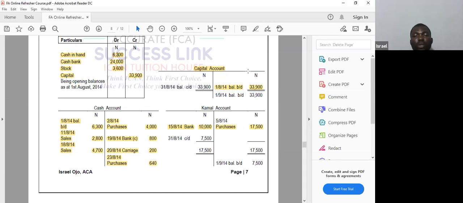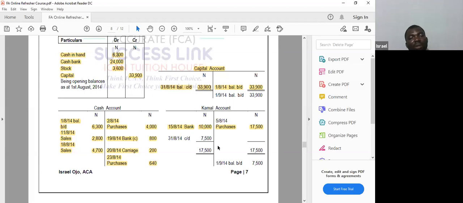Then at the end of the month, we need to close up that account. So on the debit side, you now have balance carried down. The debit side is zero before, so it will be zero minus 33,900, which gives us 33,900. For us to get a balance, it is always the difference between the left and the right, and the difference is the one to put under the column that is short of it. So that's how we arrive at 33,900 at this point.